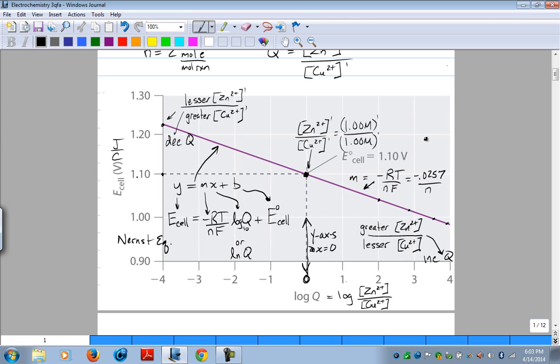So empirically you could solve for n just by dividing negative 0.0257 by the slope of the line. Or in this case, where they actually plotted the E cell versus the log base 10 of Q, the moles of electrons exchanged per mole of reaction would use the negative 0.0592 divided by the slope.